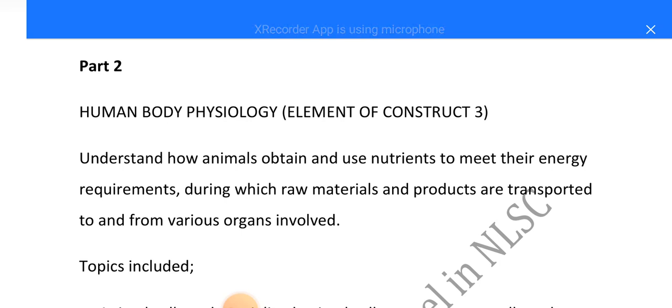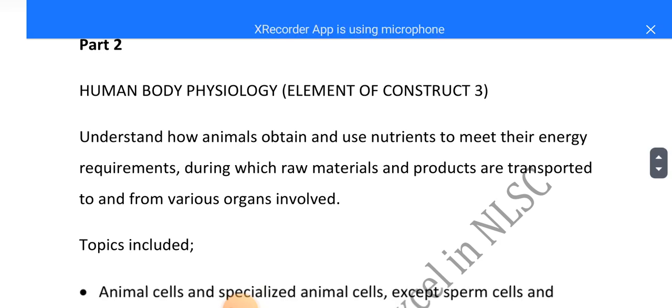Now part 2 is mainly on human body physiology. I said item 1 was about environmental biology, or biology of the environment. Now this item is about human body physiology. They are saying a learner should understand how animals obtain and use nutrients to meet their energy requirements, during which raw materials and products are transported to and from various organs involved.